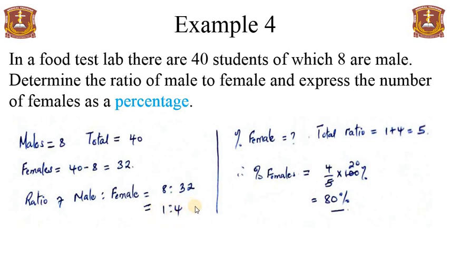Then when you want to obtain the percentage female, that simply means we want to talk about this 4 over the total ratio, which is 5. That is, the total ratio is 1 plus 4, which is 5. So 4 over 5 times 100 will give us 80%. So 80% of the total represents female.